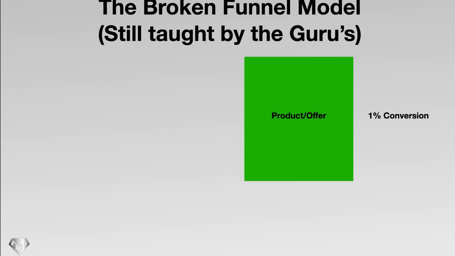Now, this is still taught by a lot of gurus online. Probably 90% of gurus online teach this model. It's a very, very bad model. It kind of starts the same, right? You grab a product from one of the affiliate networks, okay? And what you do instead is you build something called a capture page in front of your product.